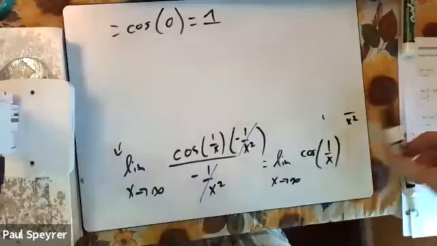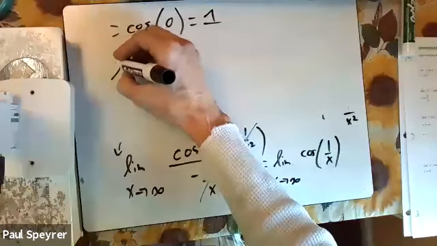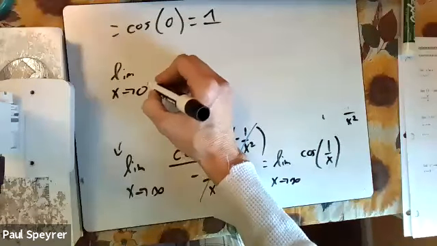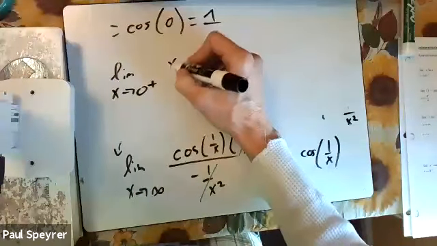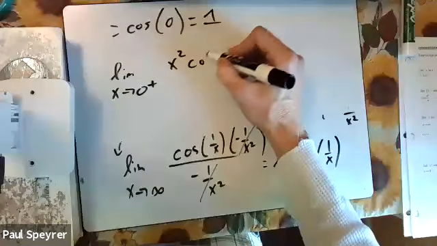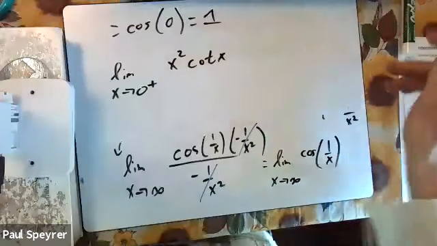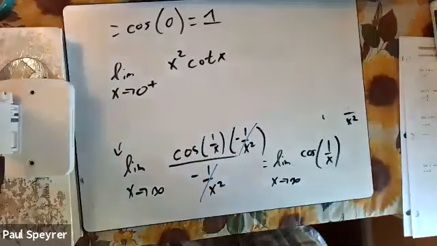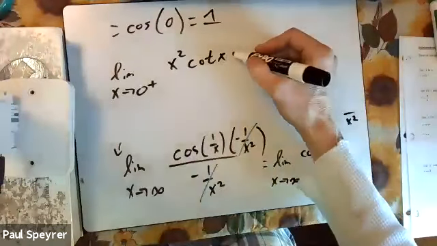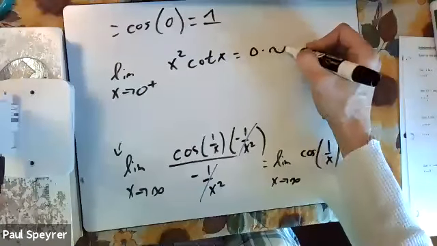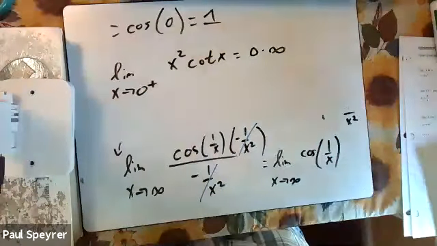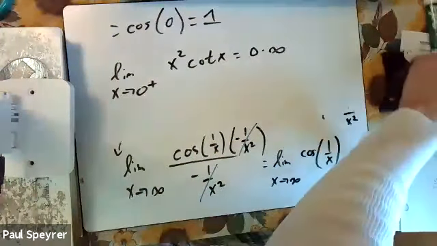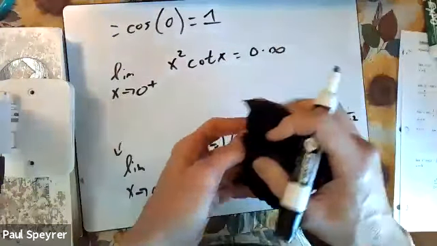How about if we have the limit as x approaches 0 from the right of x squared cotangent of x, like this. So if we plug 0 in, we get 0 times infinity again. So obviously we need to rewrite this as a ratio. What are we going to flip, the x squared or the cotangent?